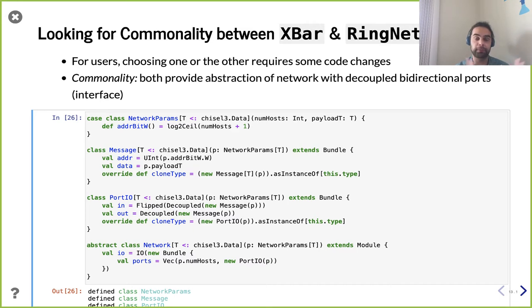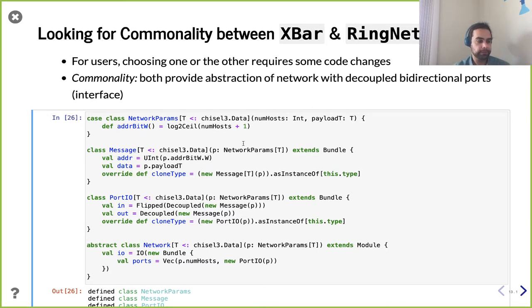Because perhaps for their design being smaller and the network itself being smaller, maybe it'll be happier with a crossbar, and then as the network gets bigger, they would want to automatically switch over to the ring, for example. So what's the commonality we're going for right now? Well, for now, we're going to settle for just the interface, right? We want to provide the abstraction of some sort of network that has these decoupled bidirectional ports.